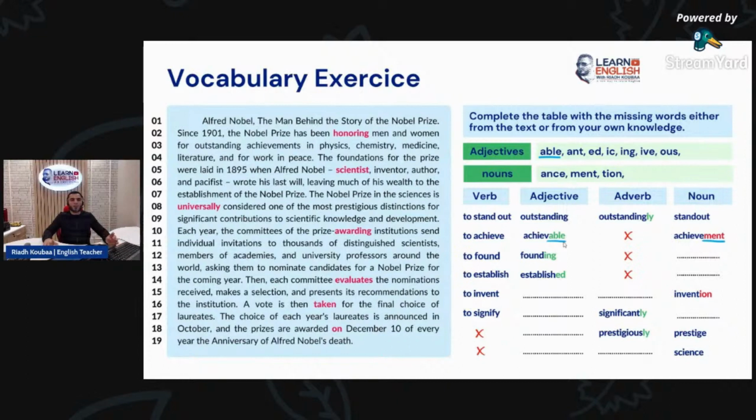Let me give you an example. Mark Zuckerberg is the founder of Facebook. So he is the founder. To found. Facebook was founded in 2004. So the noun. What is the noun? The noun of the person is founder, and the noun, as I said, it is foundation. Foundation. The foundations for the prize were laid in 1895. So the verb to establish, the adjective is established, and the noun is establishment.